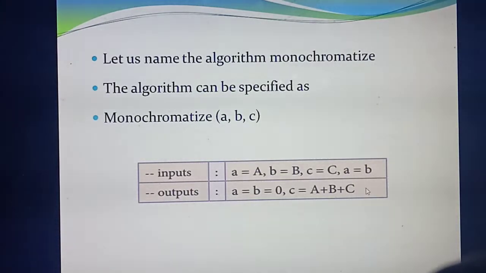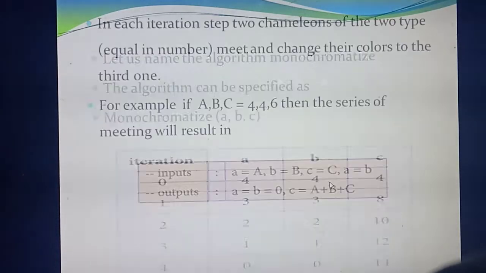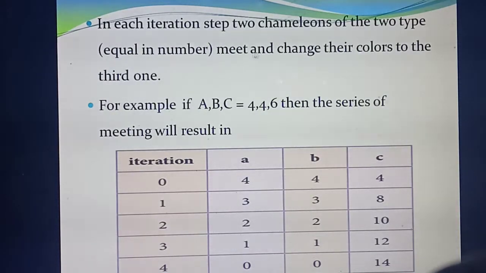What's the input you have already studied? Both of them are equal in number. So A equal to B. Understood? Then output: if the values of A and B are 0, what do you need to do? You need to add the values: A plus B plus C. Understood? Okay. So listen. In each iteration we are going to find how many Chamberlains there are and how they are conducting the meetings.